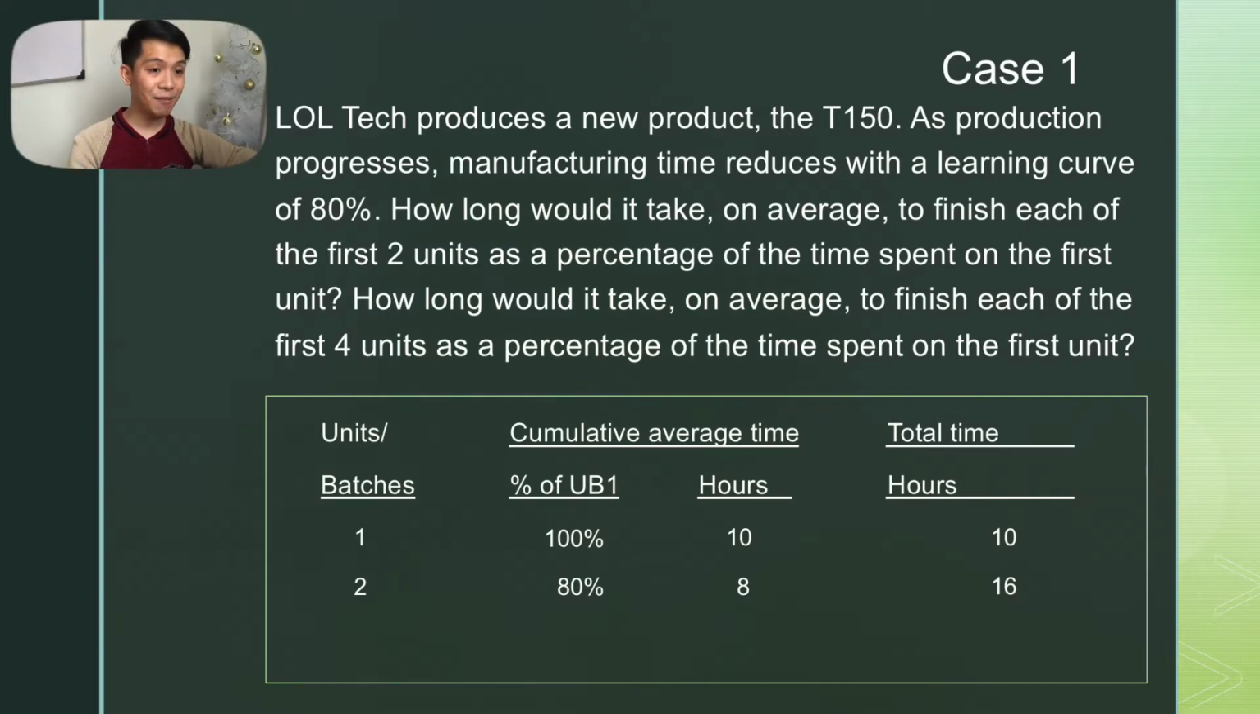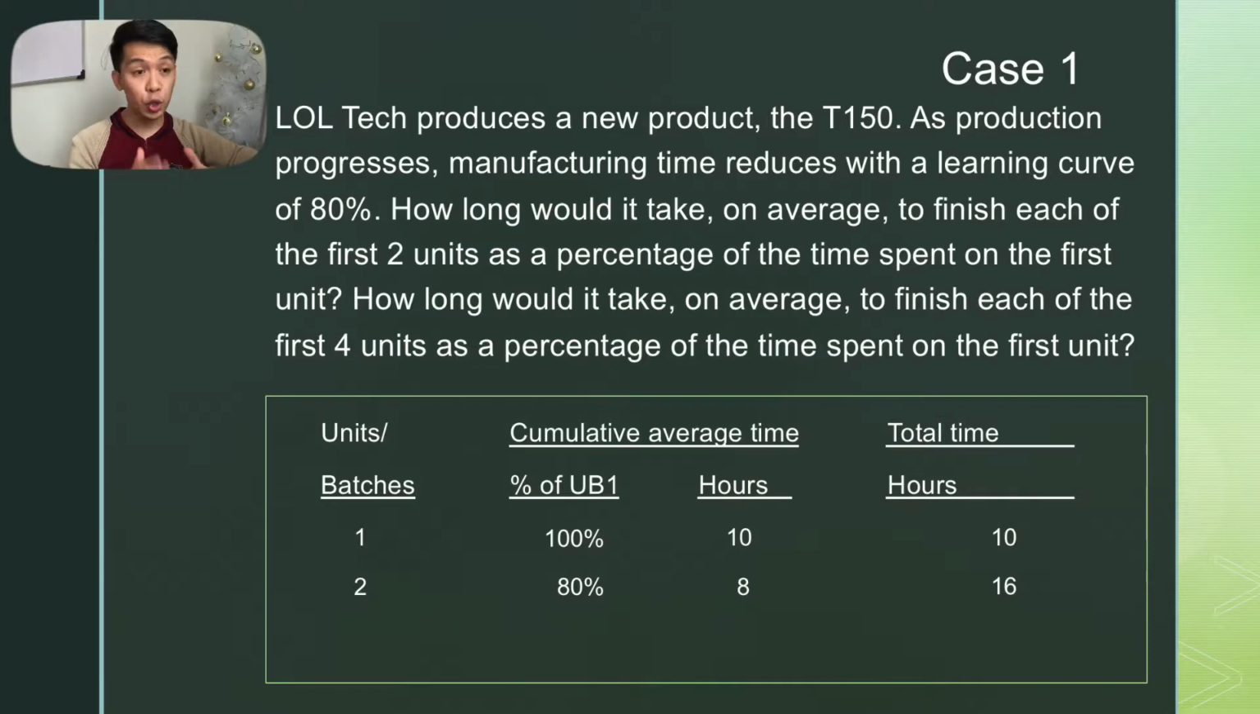What is 8? Is it the time needed to produce the second unit? No, it isn't. It is the estimated average time of both the first and second unit. Their total time would be 16. On average, it would be 8.